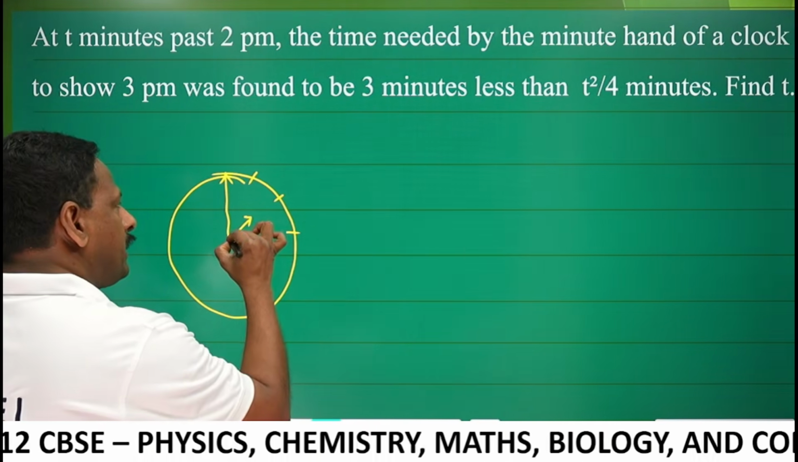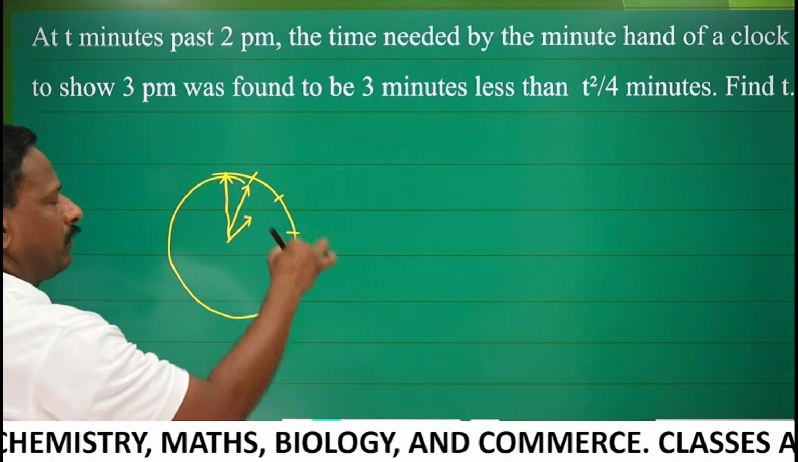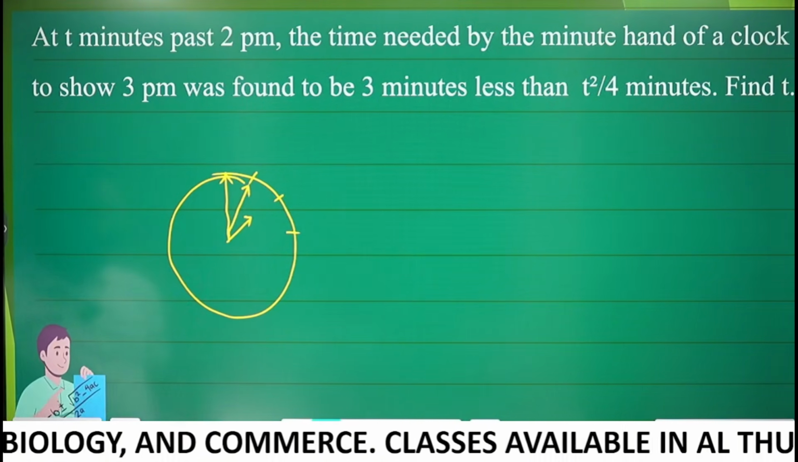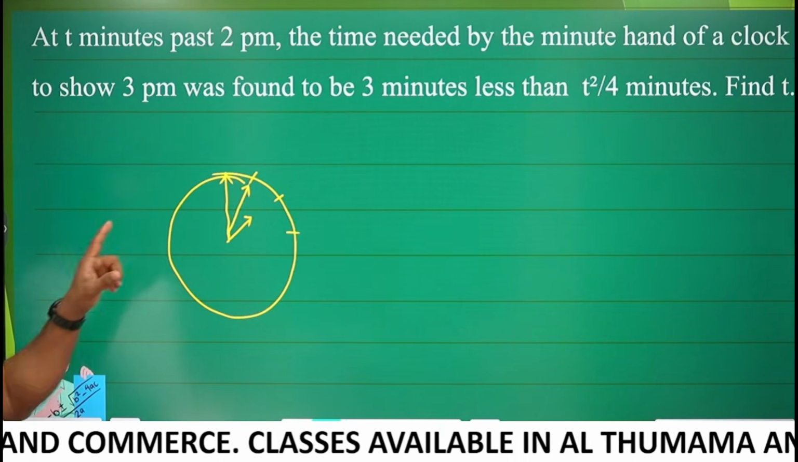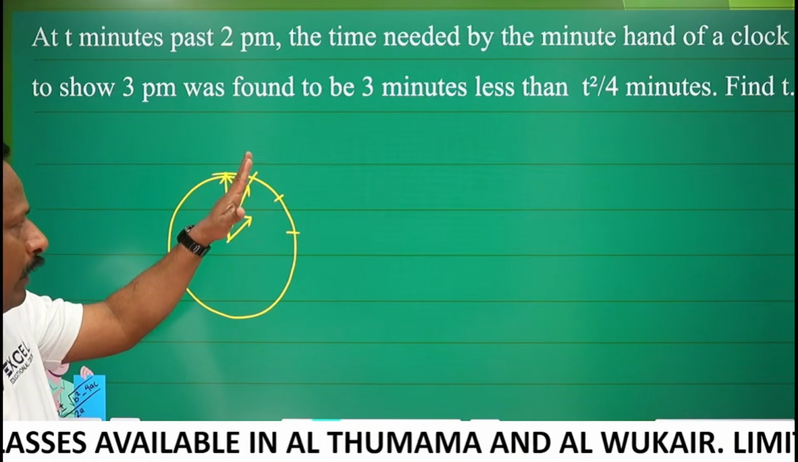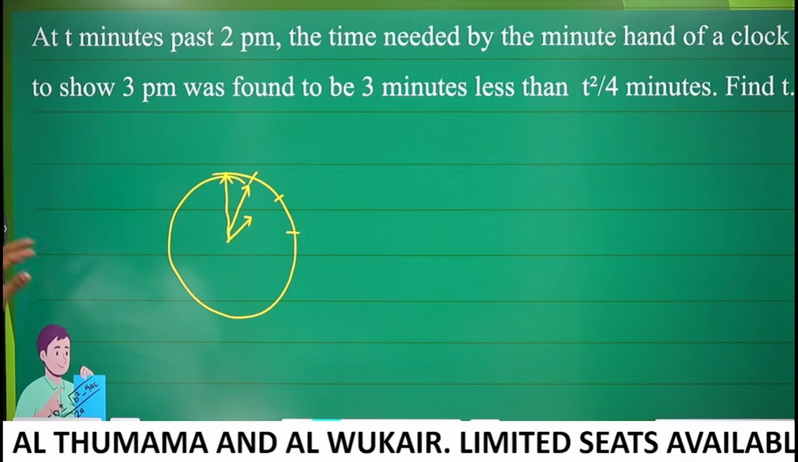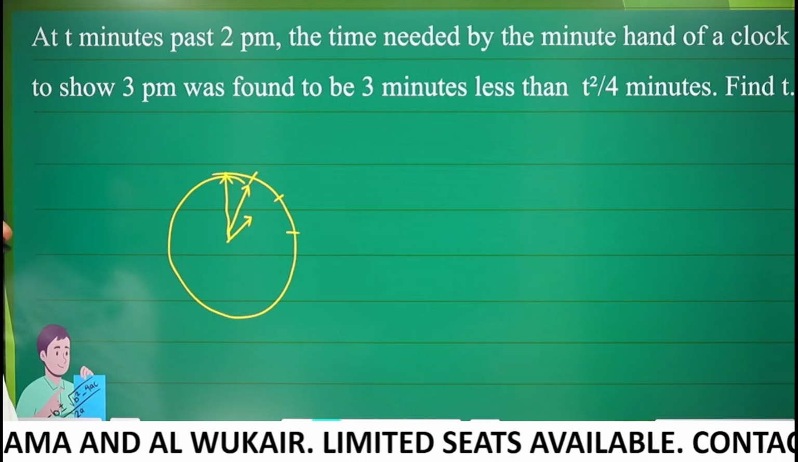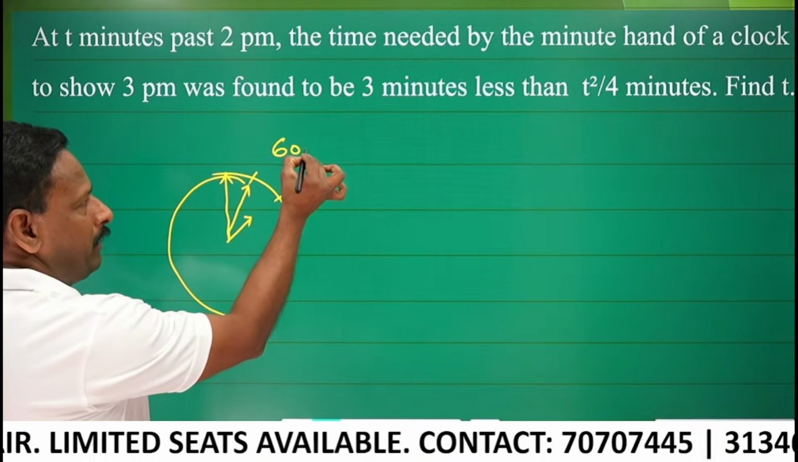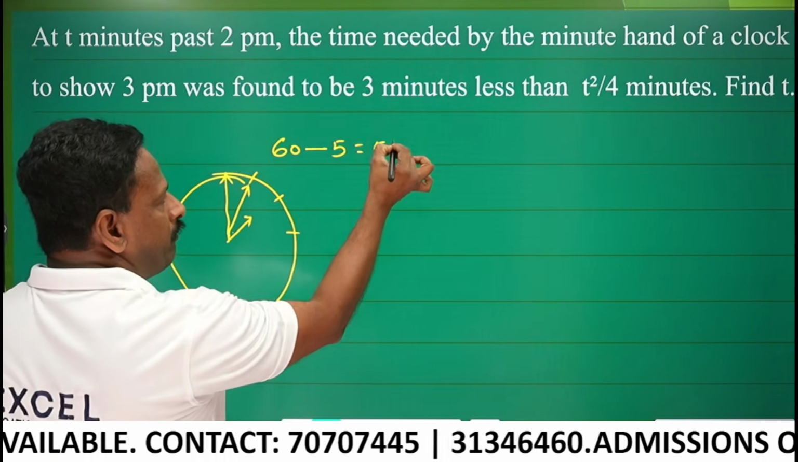So suppose this minute hand is here. This is 5 minutes past 2, right? How many minutes will it take to reach 3 p.m. now? Already it has covered 5 minutes. Now it will take only 55 minutes to reach 3 p.m., right? So how did we get that 55? That 55 is the total minutes, 60, minus the minutes already covered, that is 5, which is 55.